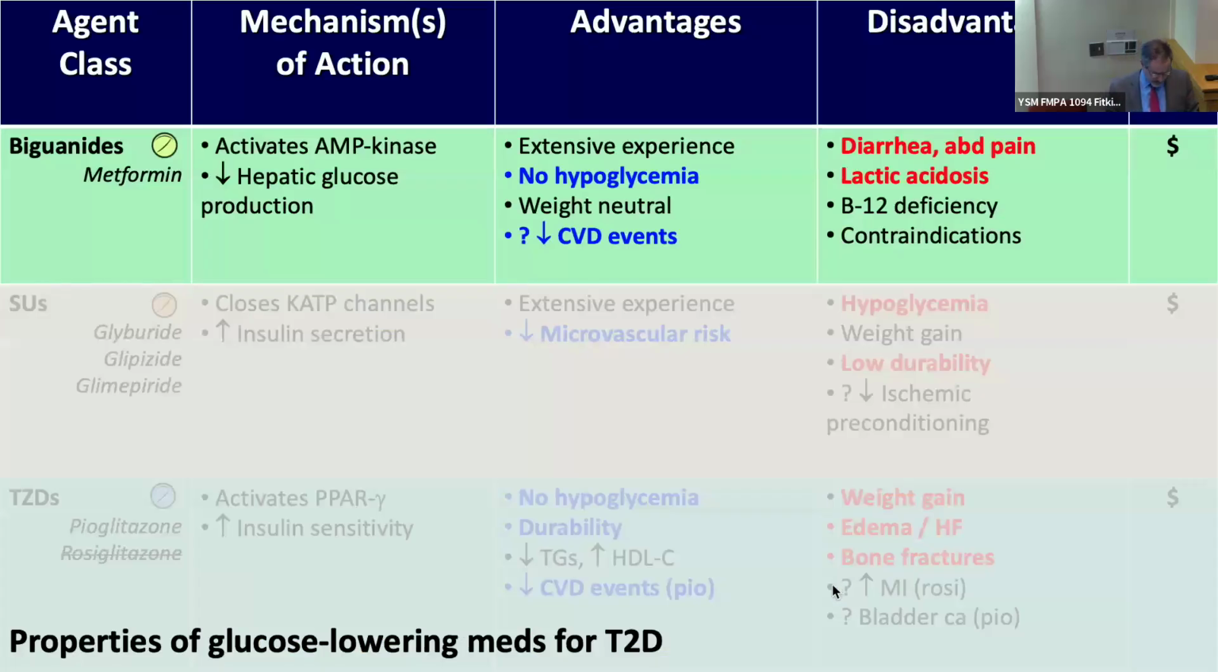Just to make a few points about each, you all know metformin is a biguanide. It reduces hepatic glucose production, can be considered an insulin sensitizing agent. The attractiveness of metformin when it first came out in 1995 is that it was the first drug for diabetes that didn't lead to hypoglycemia.